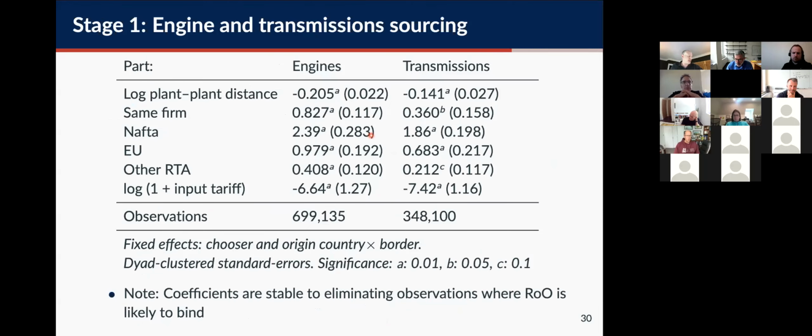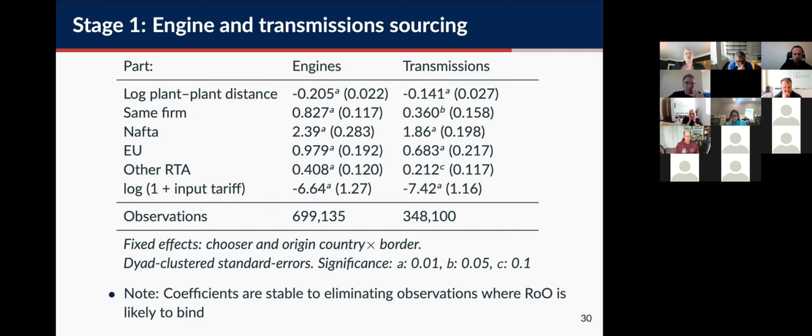So these are the results of the engine and transmission sourcing decisions. We see that all the coefficients are highly significant. We do see this effect that I was telling you before, that the effective distance is a little lower for transmissions than it is for engines, although the coefficients are not hugely different. We do see that there's much more within-firm sourcing for engines and for transmissions. We see that there's a huge impact for NAFTA, that firms have a tendency to source their parts within NAFTA.